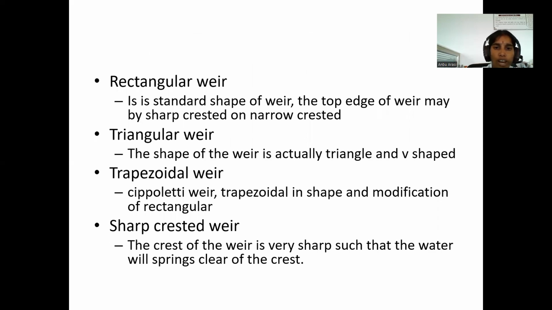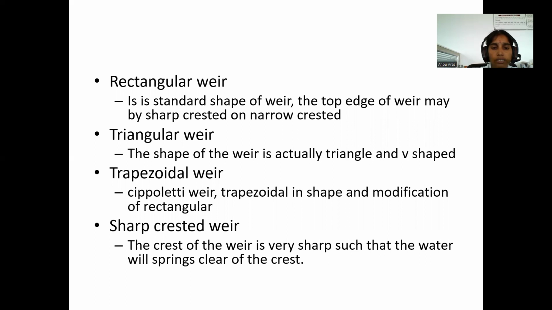Rectangular weir is the standard shape of weir. The top of each weir may be short crested or narrow crested. Triangular weir: the shape of the weir is triangular or V-shaped. Trapezoidal weir: Cipolletti weir is trapezoidal in shape and a modification of the rectangular. In a Cipolletti weir the side slope is 1:4. Then it is considered as a rectangular flow.